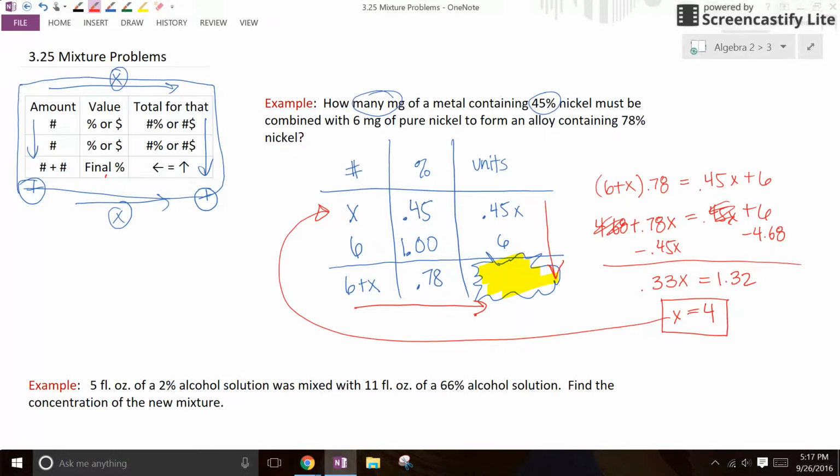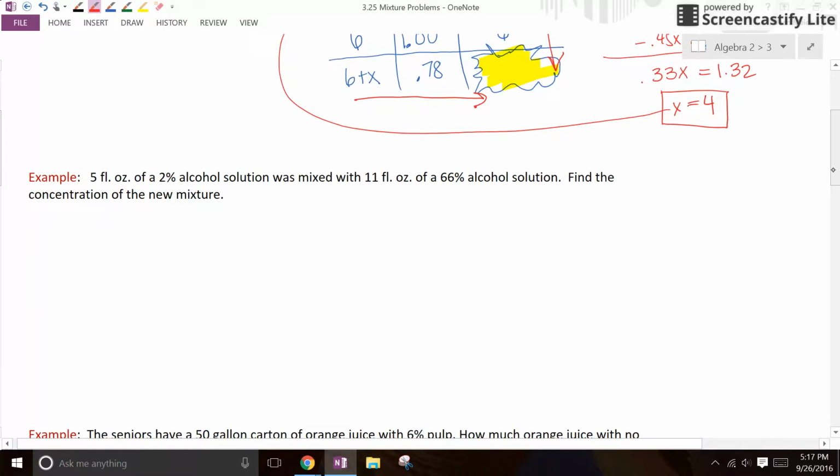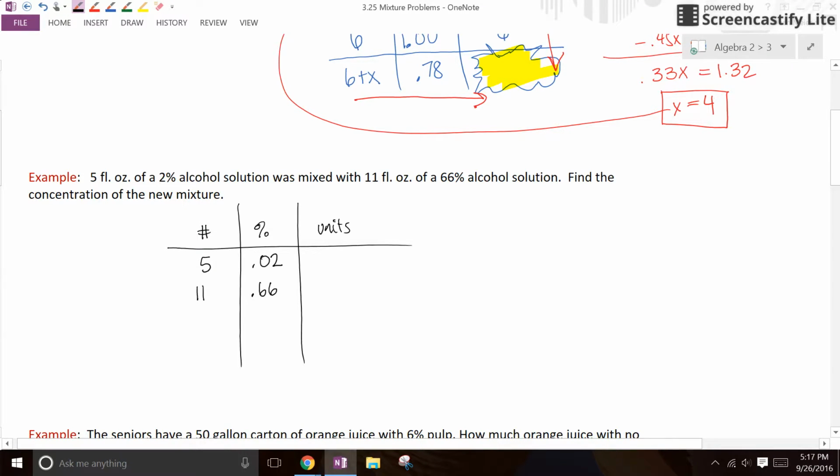You fill in this chart with whatever you got. Let's try another one. So as I scroll down here to this one, I'm going to do the exact same thing. I got number, I got percentage, I got units, I guess I'll call it. So the first one, I have 5 fluid ounces of 2%. So 5 fluid ounces of 2% is written as 0.02, is mixed with 11 fluid ounces of 66%. Find the concentration of the new mixture.